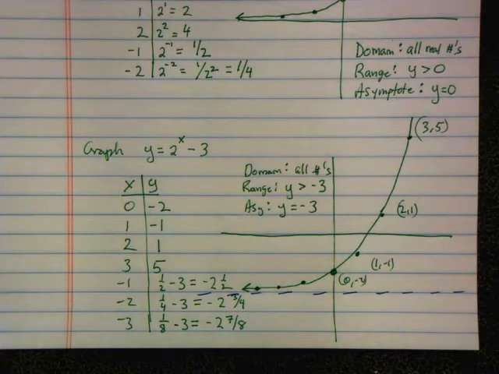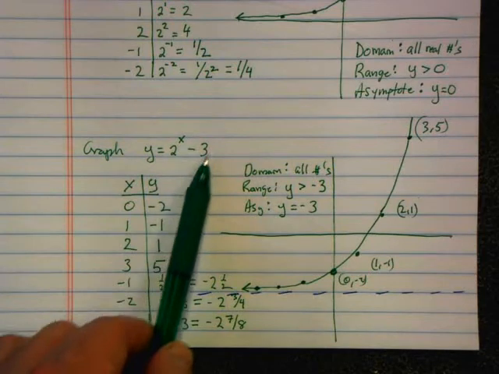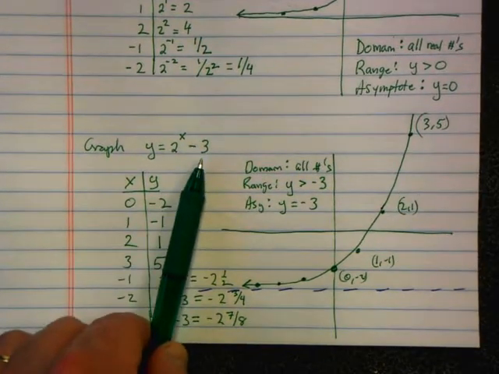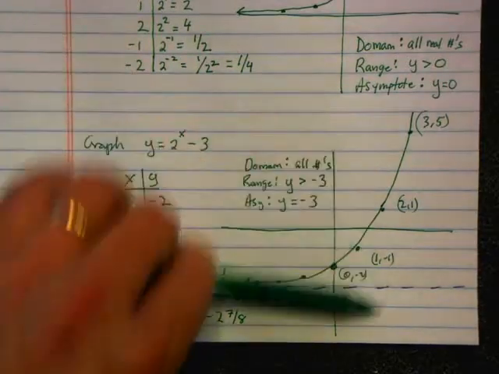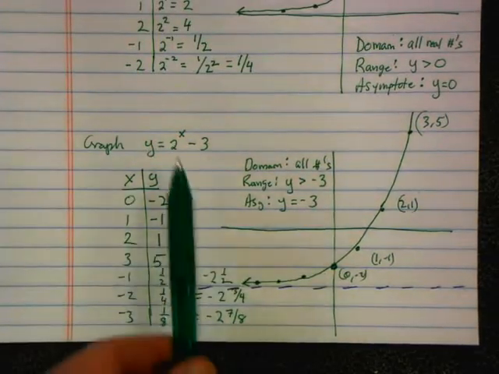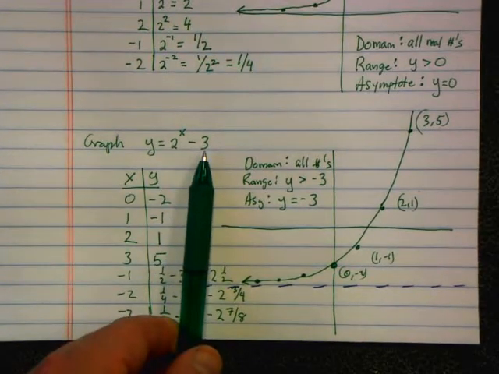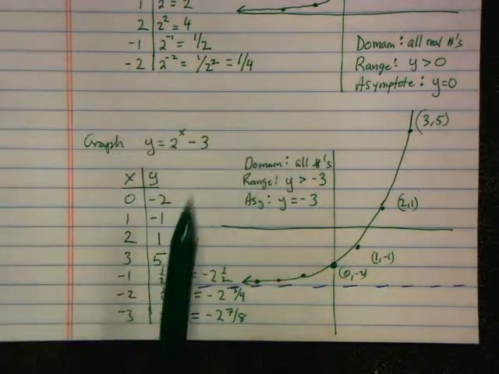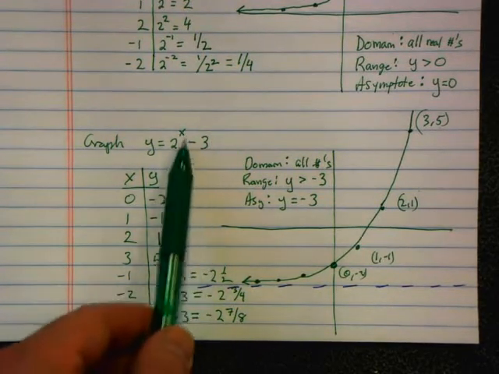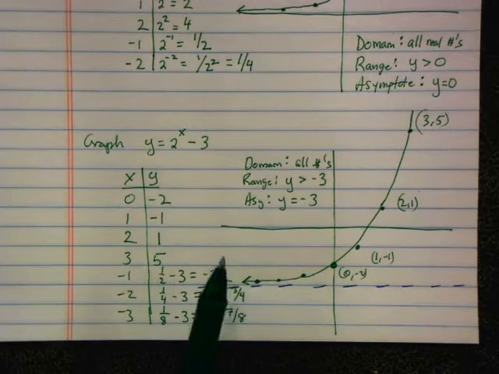So, by putting a number out here, like a negative 3, what did that negative 3 do to the graph? It just lowered it. It took the whole graph and slid it down 3 spaces. What if I had put a plus 3 there? It would move it up. So it changed the asymptote to be y equals positive 3. So a number out here just moves the graph up and down, just changes the asymptote. That's all.